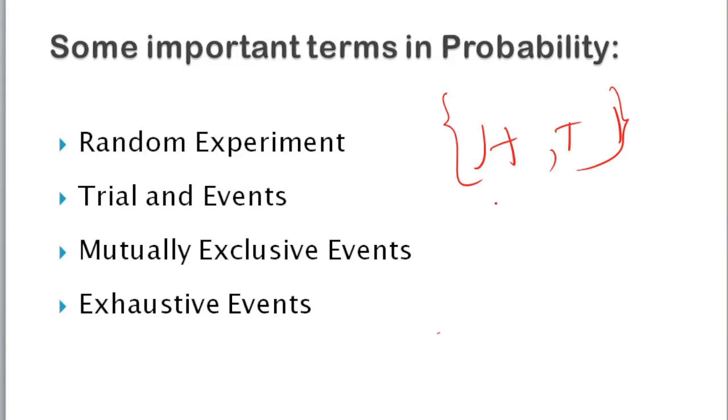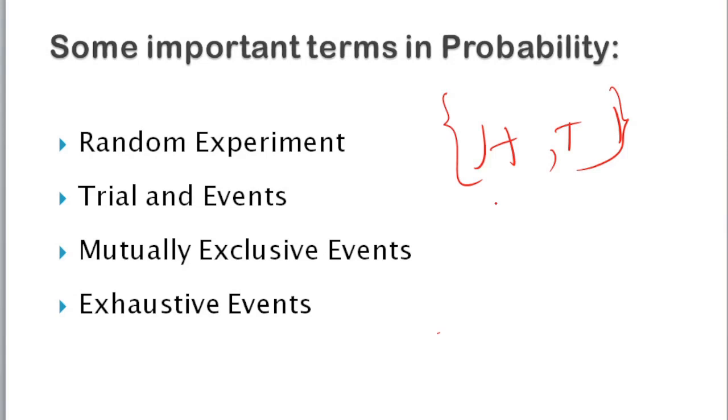On the other hand, you can say that a random experiment is an experiment whose all possible outcomes are known and which can be repeated under identical conditions, but the exact prediction of the outcome in any particular case, that means trial, is impossible.